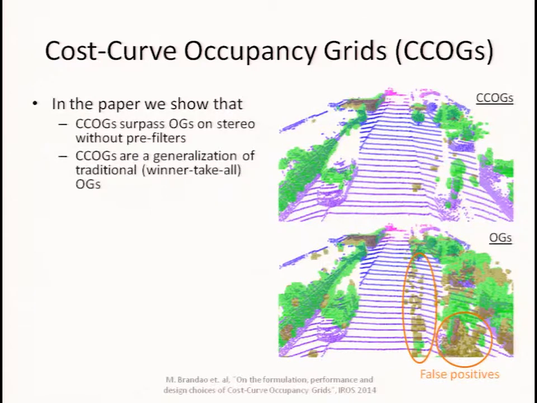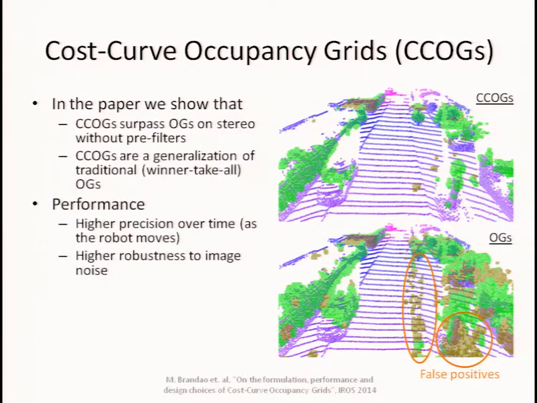In the paper, we show that these cost curve occupancy grids can surpass occupancy grids on stereo when you don't use pre-filters, and that these cost curve occupancy grids basically generalize the traditional occupancy grids, so winner-take-all occupancy grids. Then we also evaluate the performance of the method and show that it can achieve higher precision over time and higher robustness to image noise, thanks to the stereo confidence models that we use.